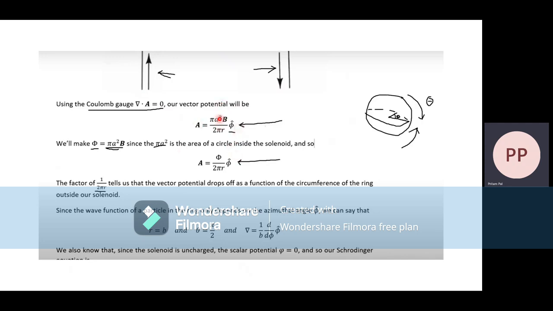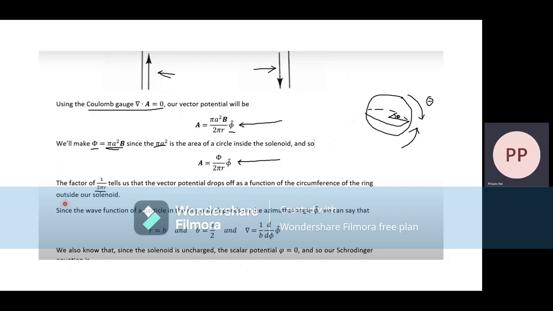So A will become pi R squared B by 2 pi r, where pi R squared times B is the flux. Since pi R squared is the area of the circle inside the solenoid, A equals phi by 2 pi r phi cap. So the factor of 1 over 2 pi r tells us that the vector potential drops as a function of the circumference of the ring outside the solenoid.